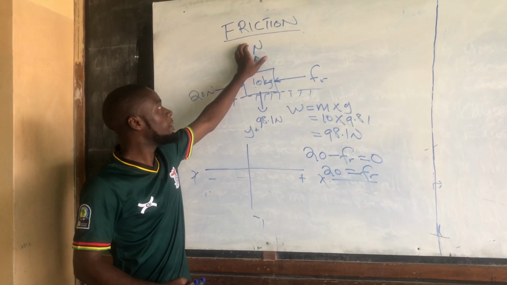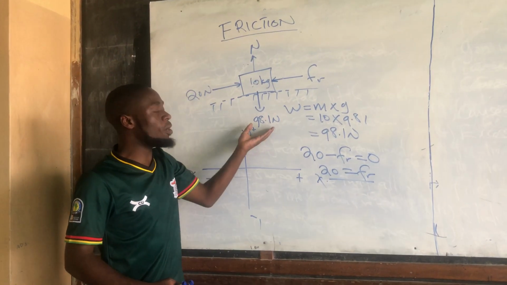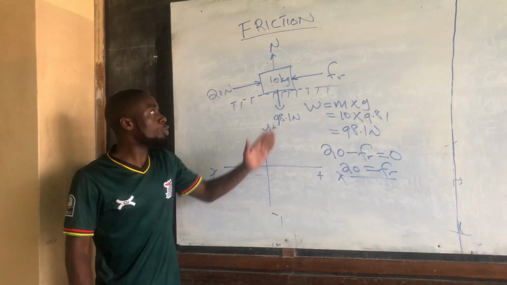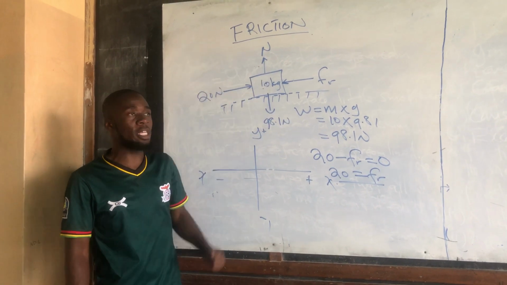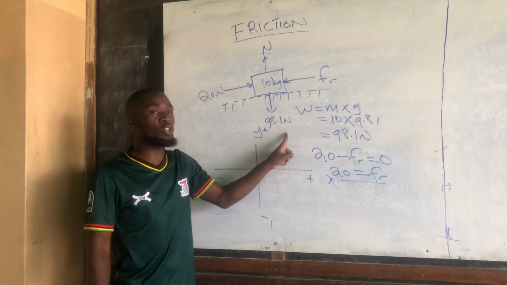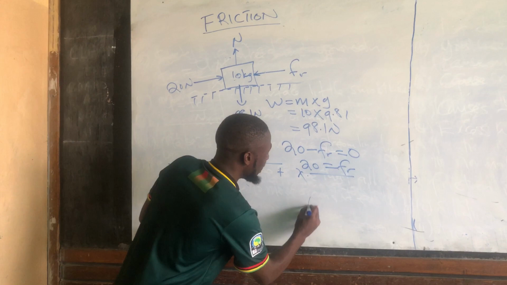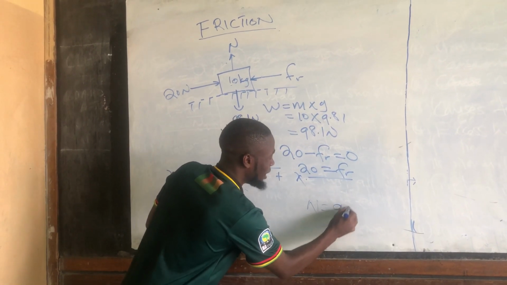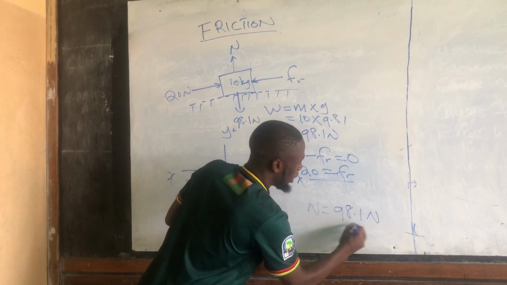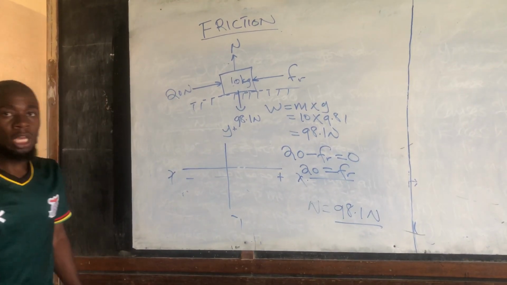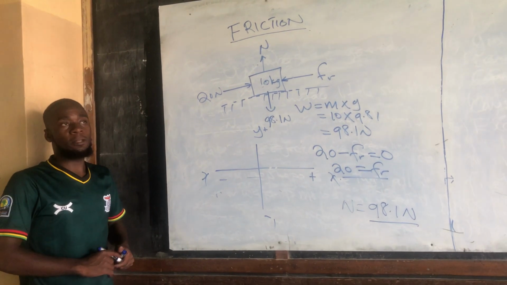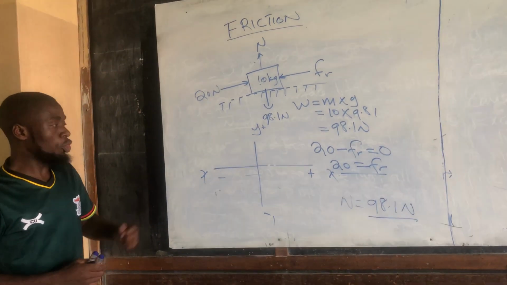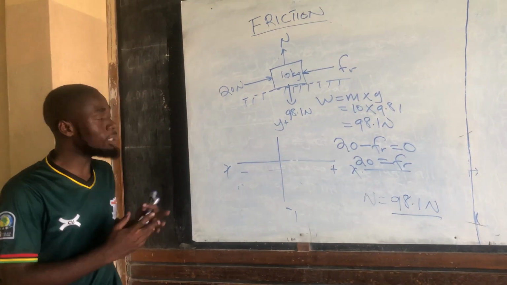Okay? And here, the normal force and the weight. Because we only have two forces in the vertical, going up and down, facing different directions, the normal force N is equal to 98.1 newtons. It is as simple as that. Okay, so you need to understand this. It is a must for you to answer any questions there.